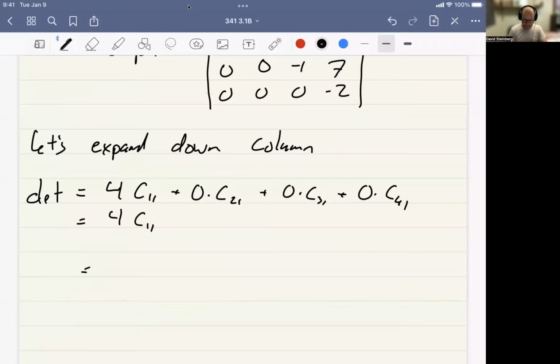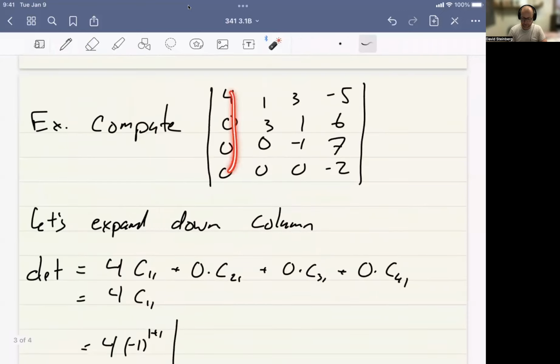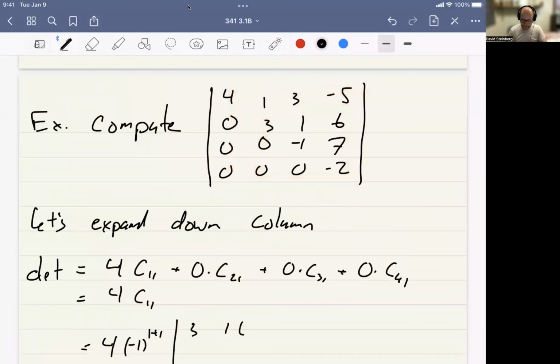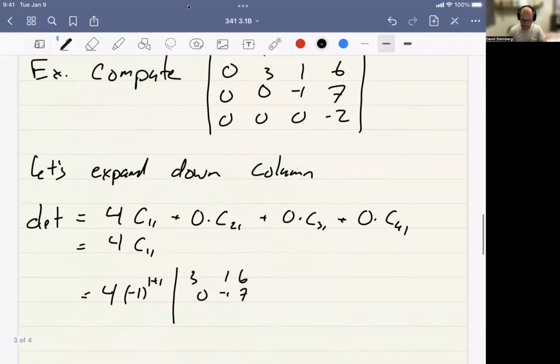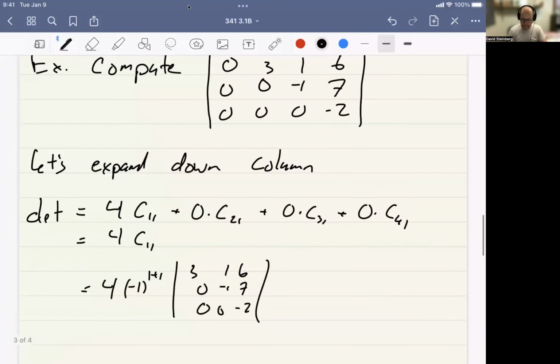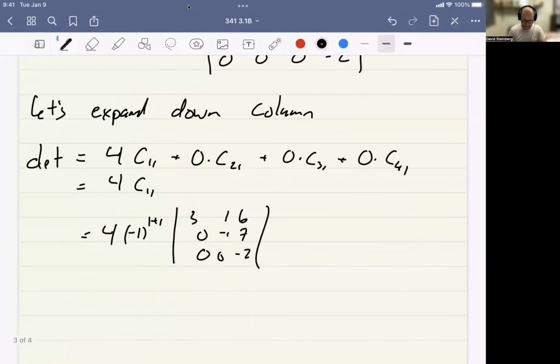This is just 4 times negative 1 to the 1 plus 1 times the determinant of the matrix we get if we ignore the first row and column. Then we just have 3, 1, 6; 0, negative 1, 7; 0, 0, negative 2. And we'll do the smart thing again, which is to expand down the first column. And maybe you can see where this is headed.